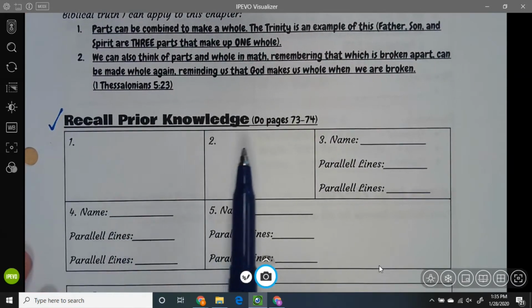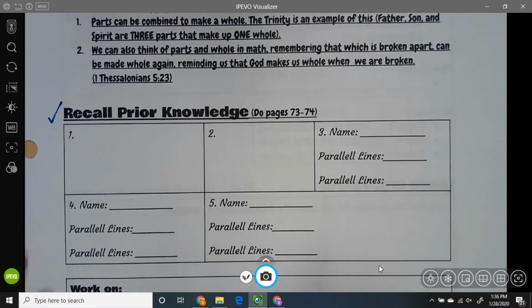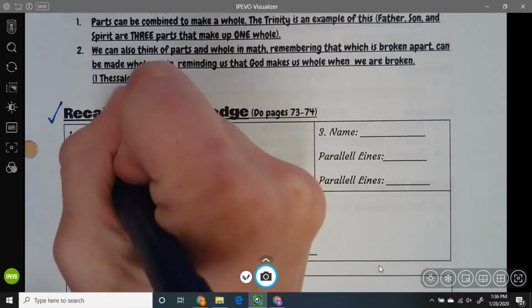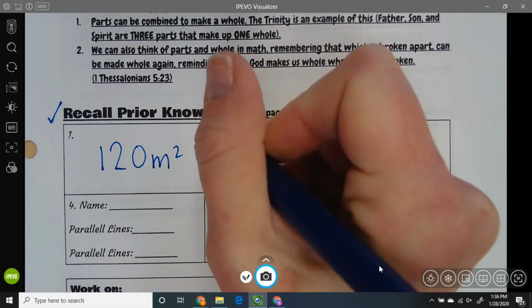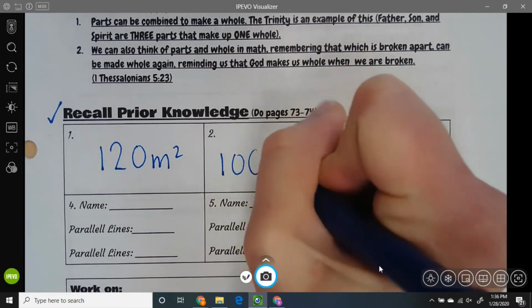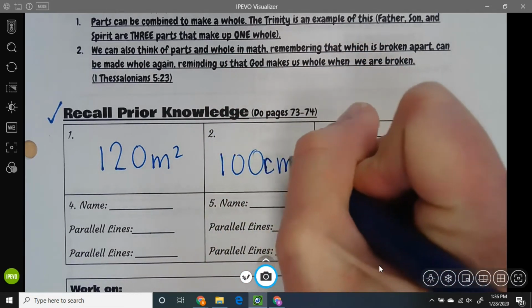We have recall prior knowledge that you should have checked from yesterday. So this should be 120 square meters. And then number 2 should be 100 square centimeters.